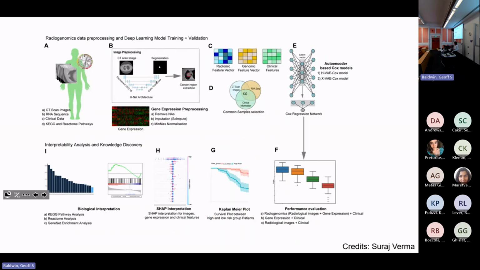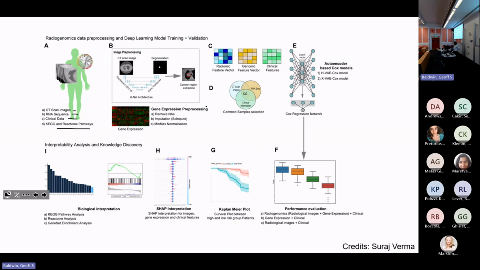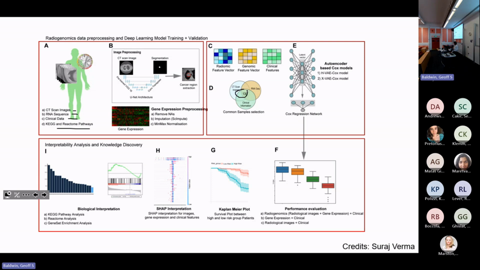So in this case, we were looking at images, so CT scan images, RNA, which was transcriptomic, clinical data, and some biological information. And across these 3 different modalities, we had only 130 samples, which is not a lot if you want to do some deep learning model. But we managed to do this by applying more advanced cross-validation approaches. And at the end, we were always looking at the usual performance of the model, but also some explainability.